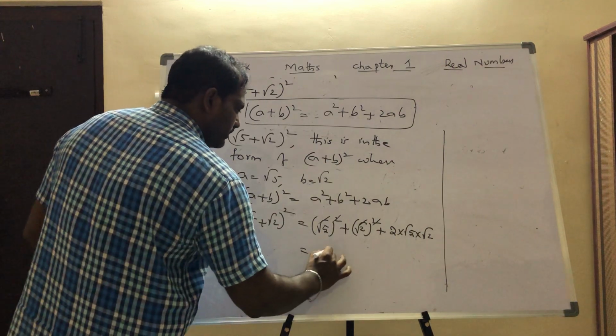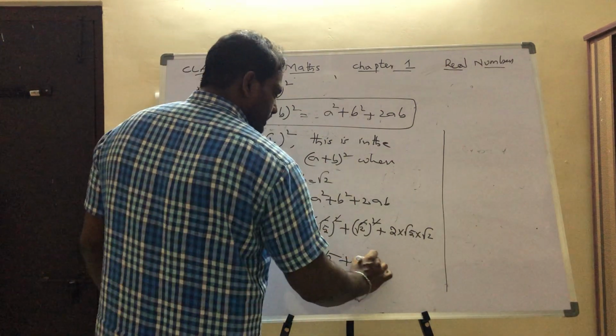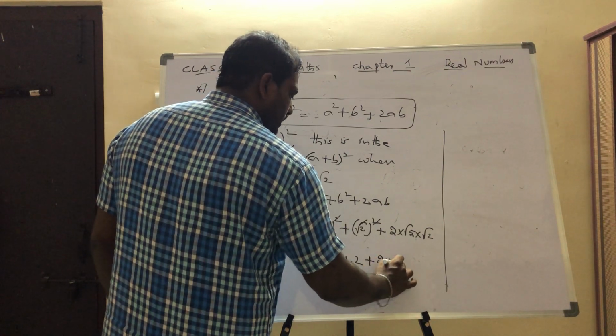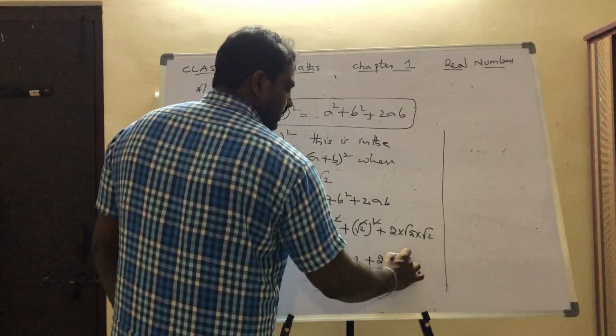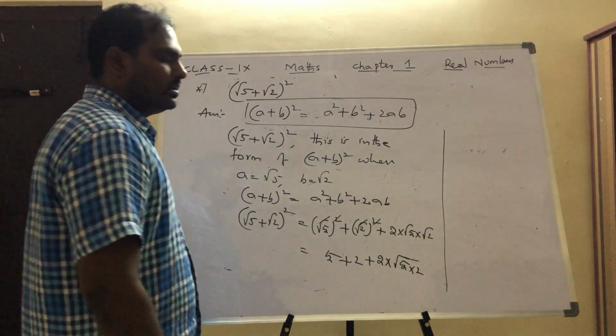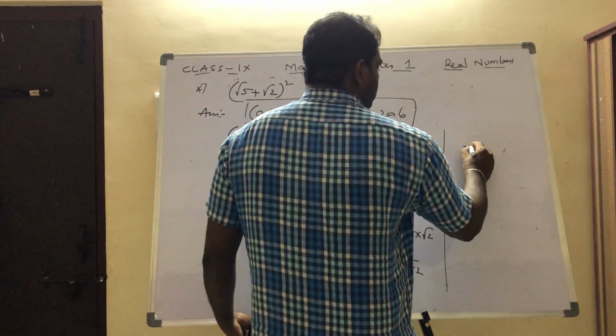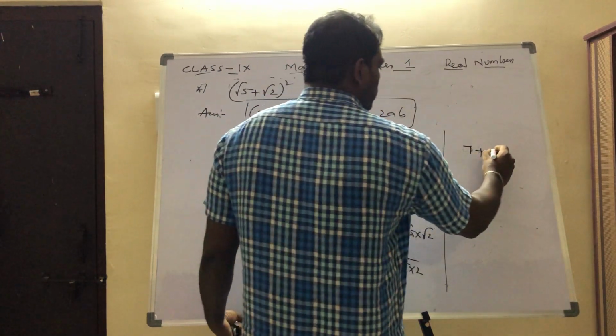Then next, 5 plus 2 plus, look at this, 2 into root a into root b. What is the answer? Root a into b. How much? Root 5 into 2, root 10. So what is the next step? 5 plus 2, 7 plus 2 root 10.